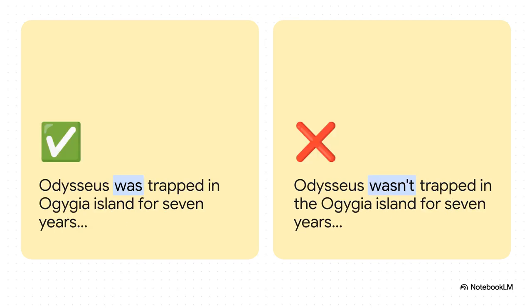A great example actually comes from mythology. The affirmative statement is, Odysseus was trapped. But look what happens with one tiny change, adding isn't. The meaning completely flips. Odysseus wasn't trapped. The whole reality of the statement just gets inverted.